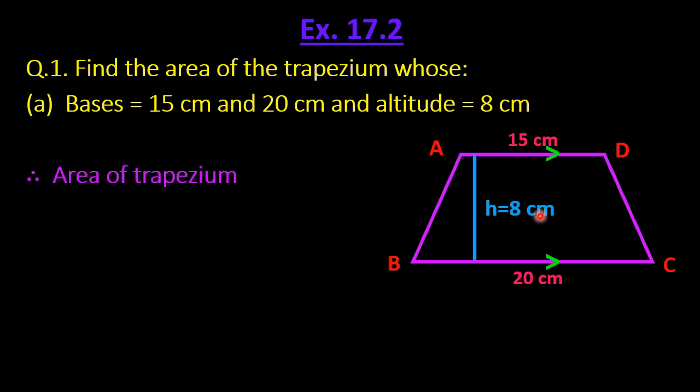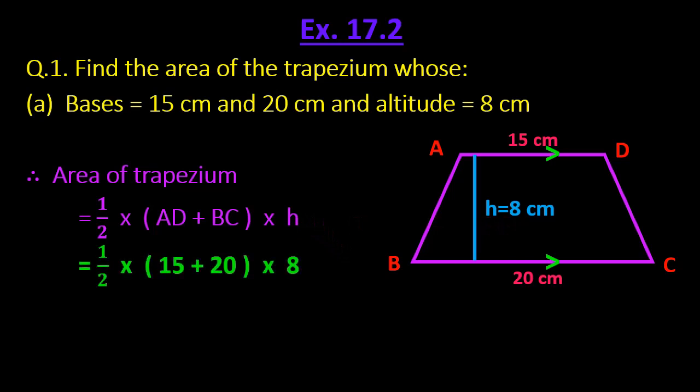Then the area of trapezium is half into the sum of parallel sides into height, AD plus BC into h. So AD is here 15 cm, BC is 20 cm and h is 8 cm. So after replacing the values and after simplification, the area of trapezium is 140 cm square.